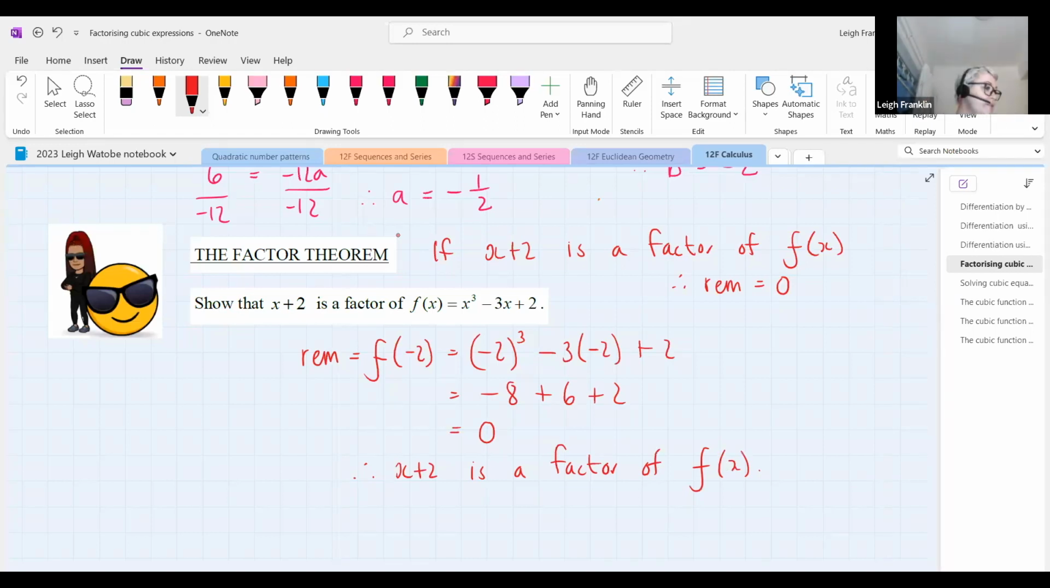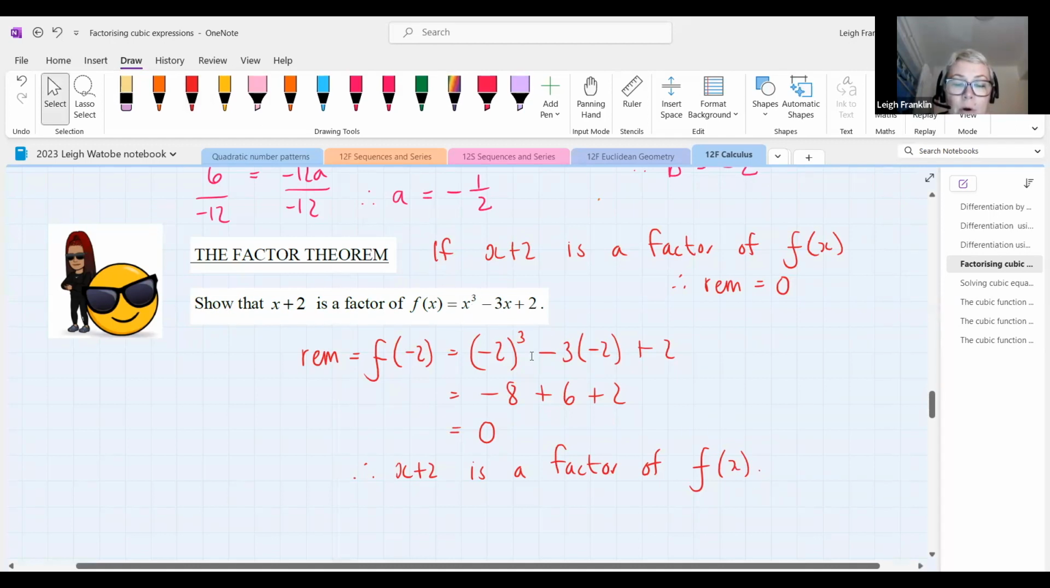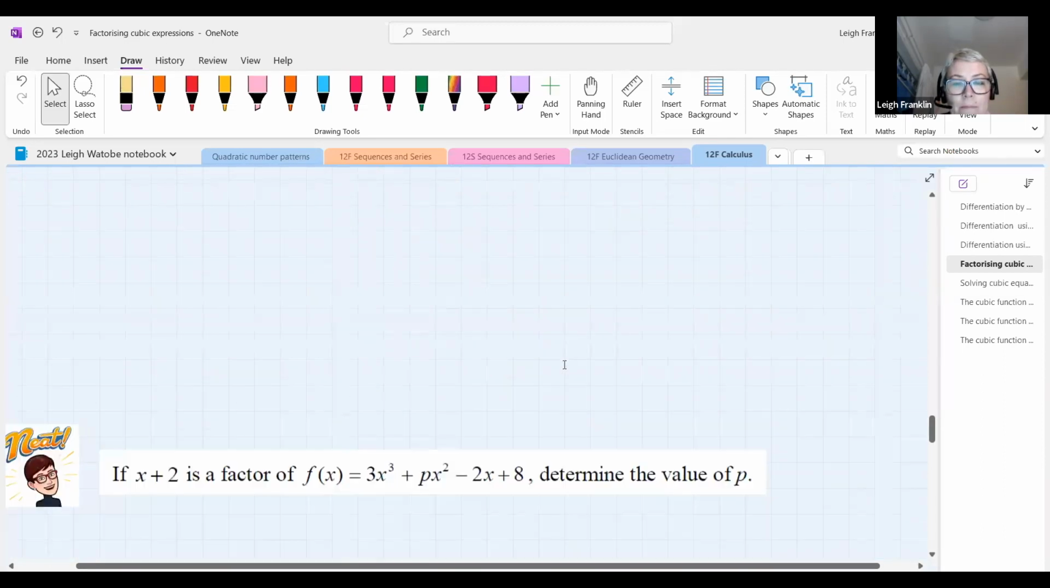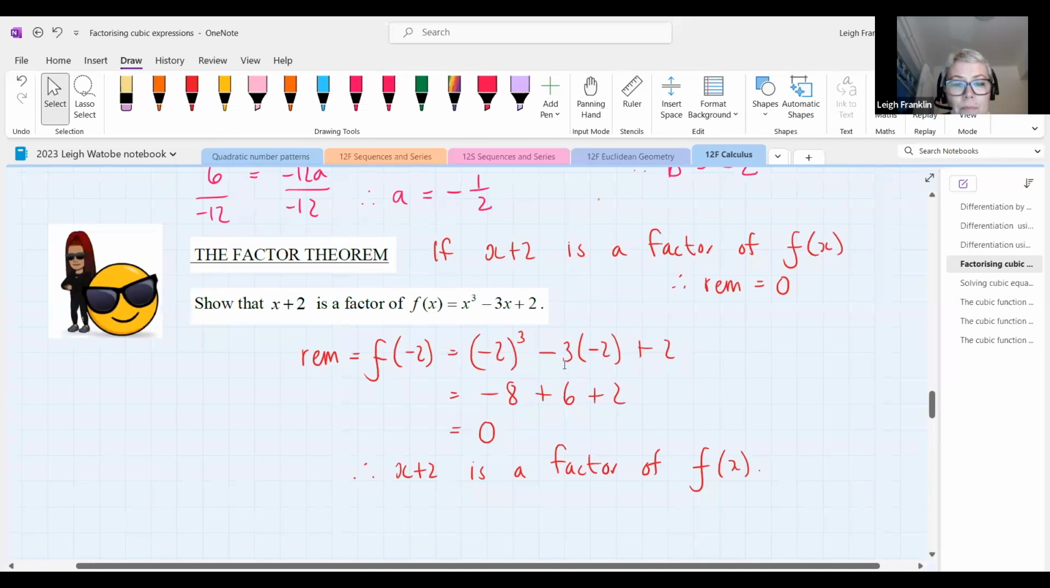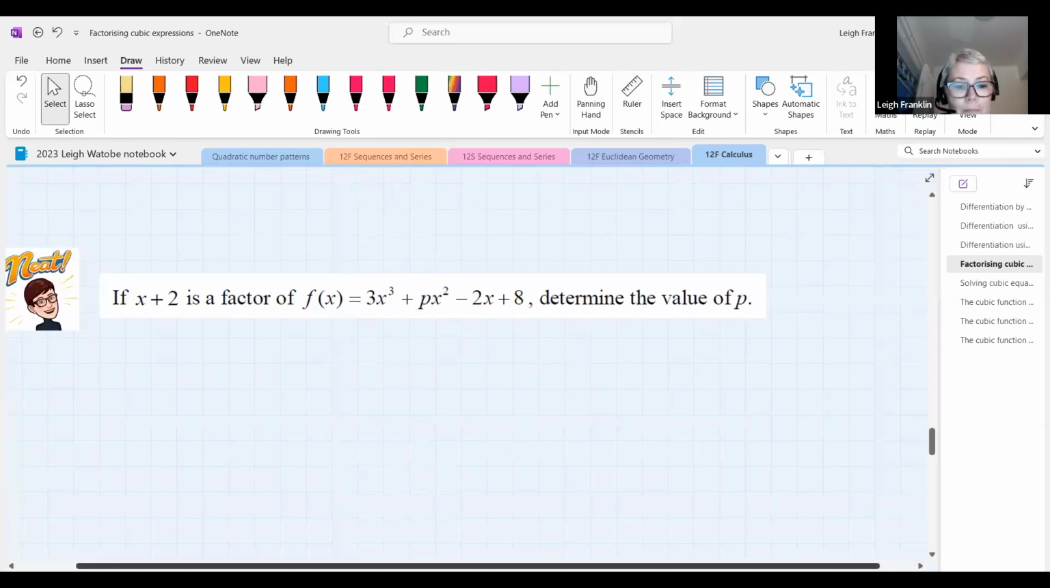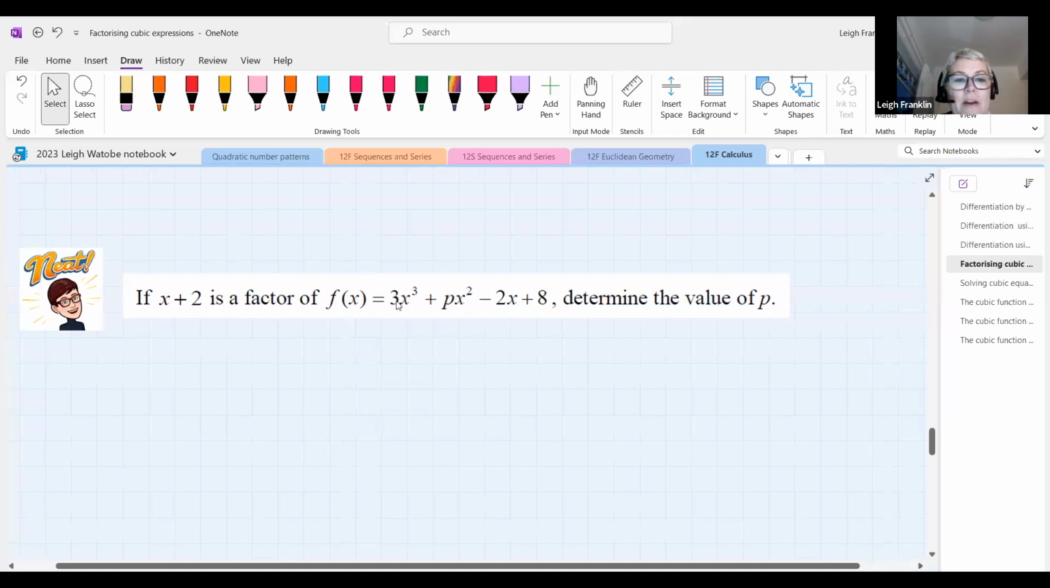All right, so we're expecting to get 0 as an answer if a linear polynomial is a factor of another polynomial. All right, so screenshots. And then I'm going to show you how we use this. Everybody ready? Okay. Next one. So if x plus 2 is a factor of 3x cubed plus px squared minus 2x plus 8, we now want to determine the value of p.